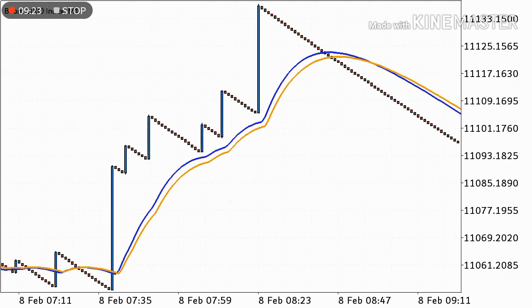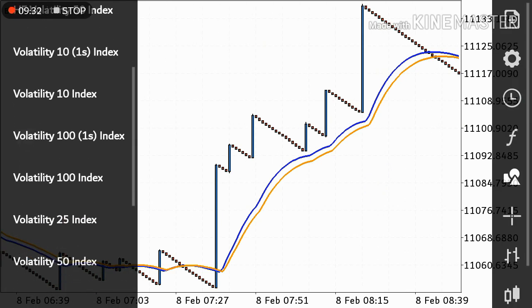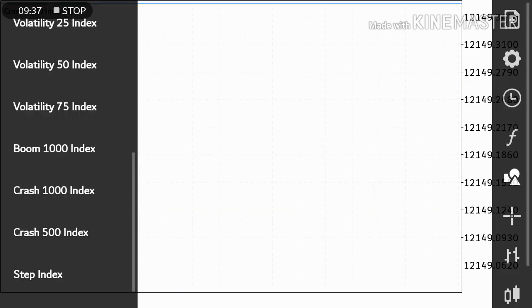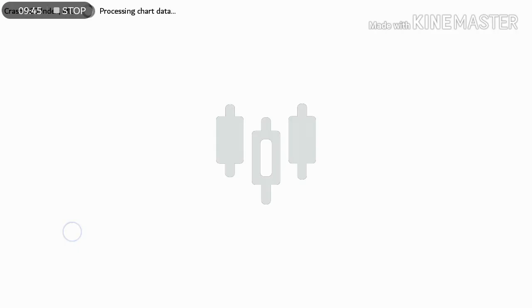I always prefer to use only sell in Boom and buy in Crash. If you want to trade Crash, then kindly only buy. Okay, because this is the rule of Boom and Crash. Boom always sell and Crash always buy.